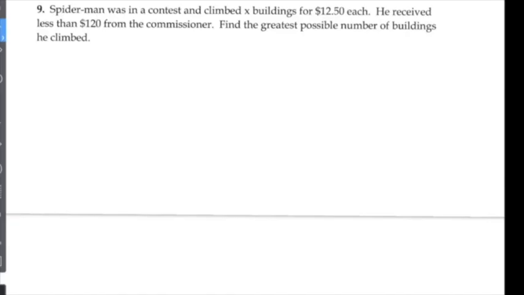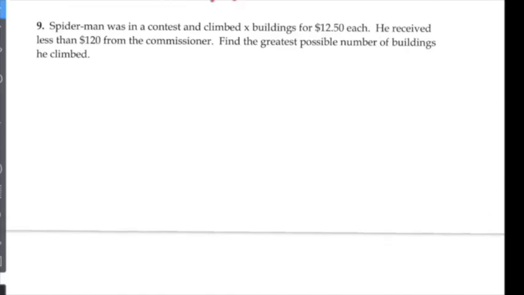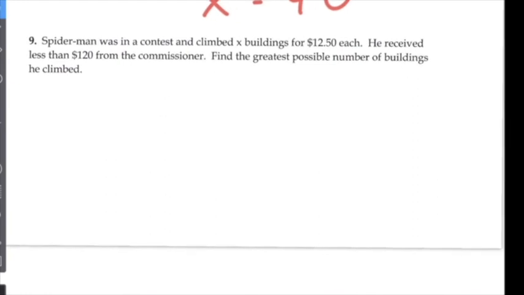Okay, next one. Okay, so next problem. Spider-Man was in a contest and climbed X buildings for $12.50. He received less than $120 from the commissioner. So he received less than $120. Okay, find the greatest number of buildings he can climb.